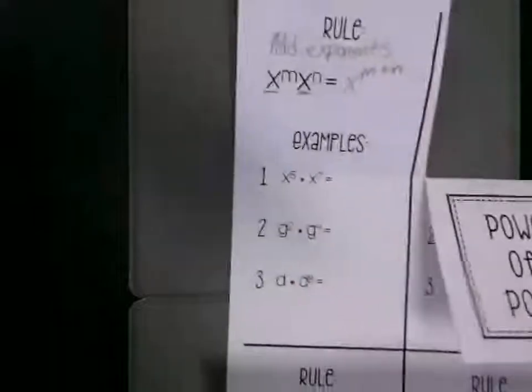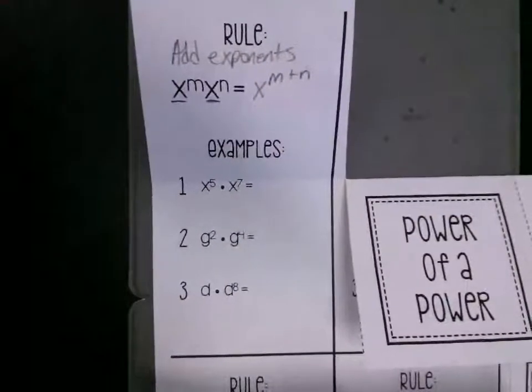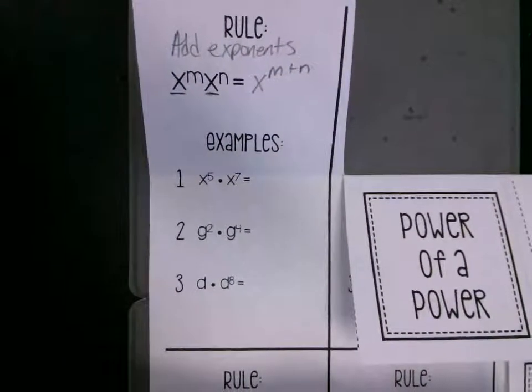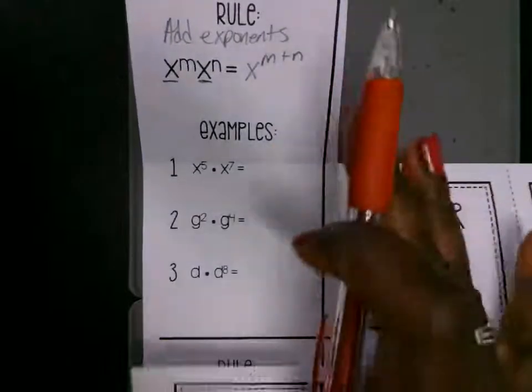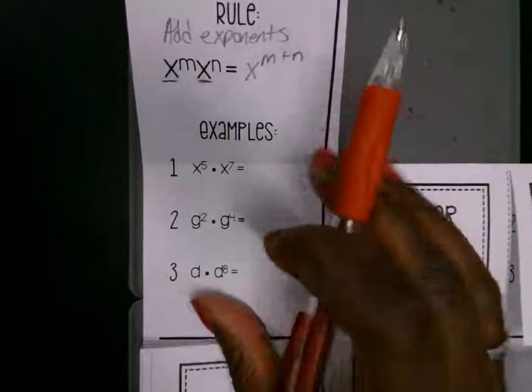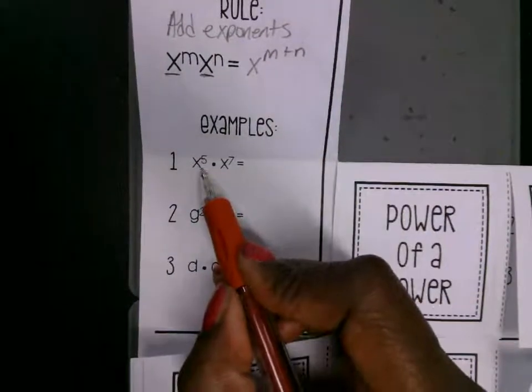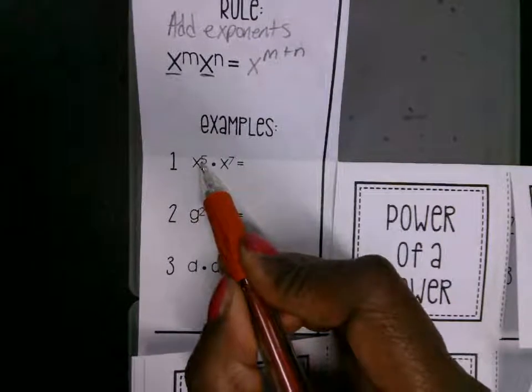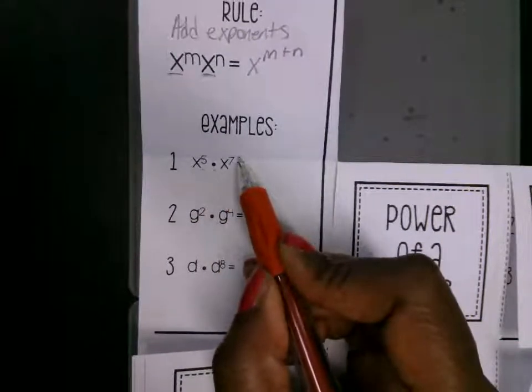Okay, so let's look at the examples in our foldable. These are the ones you have to write. I was just writing the other ones. You didn't have to write that one, but you do need to write these examples. Let's look at the first example. X to the 5th power times x to the 7th.